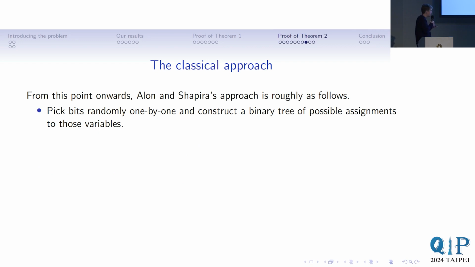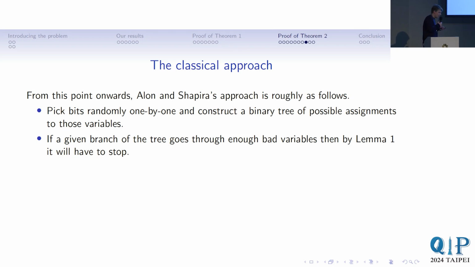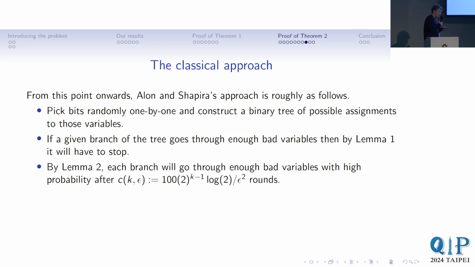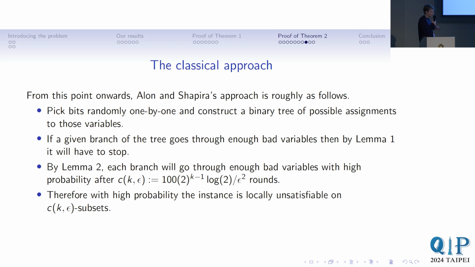So using these two lemmas, in the classical case, it's quite straightforward to prove the theorem. Basically, you pick bits one by one randomly, and you construct a binary tree of possible assignments to those bits. If a given branch of the tree goes through enough bad variables, then by lemma 1, we will have to stop, because you can't go through too many bad variables. And then by lemma 2, you've got many bad variables with respect to any assignment, so each branch will go through enough bad variables after a constant number of rounds. So you can conclude that after that number of rounds, the instance will be locally unsatisfiable with high probability.